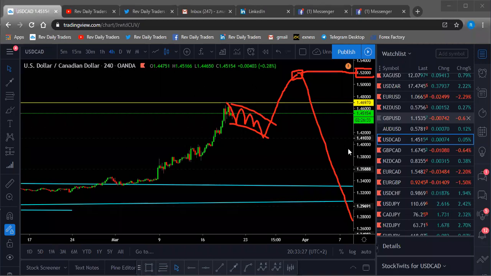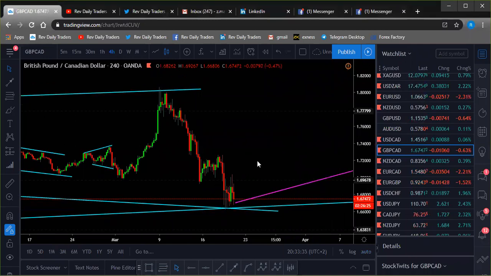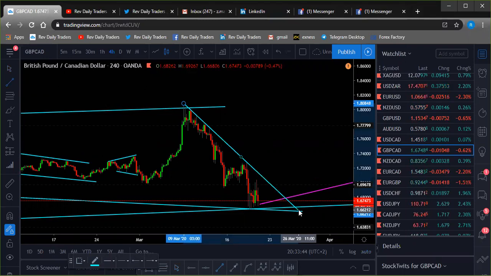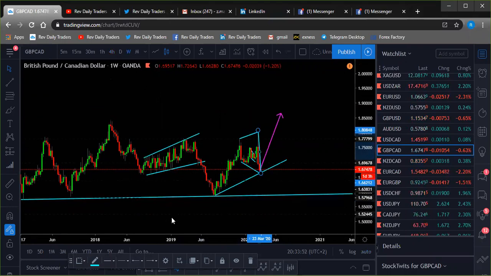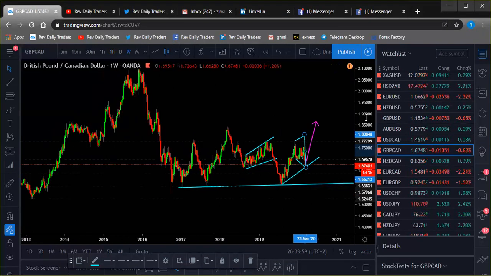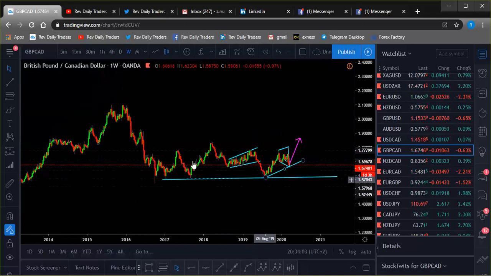We'll move to pound CAD. Pound CAD is a bit different, but what you can do here for you to buy, let's go to weekly first and see what we are expecting here. On weekly time frame, this pair is still in a correction. If you can see, we're still in a correction here.